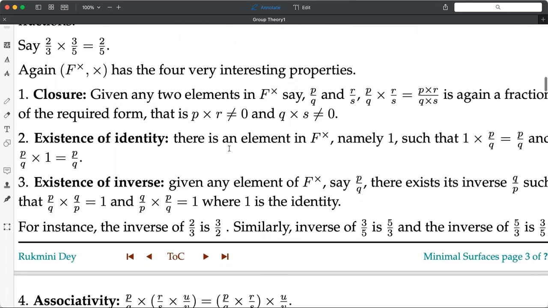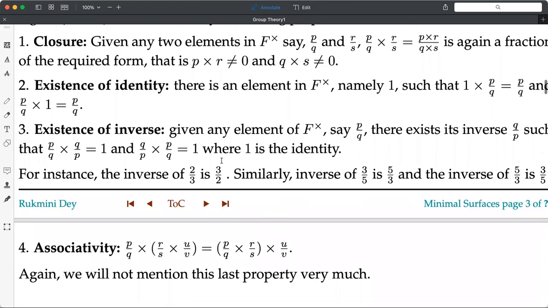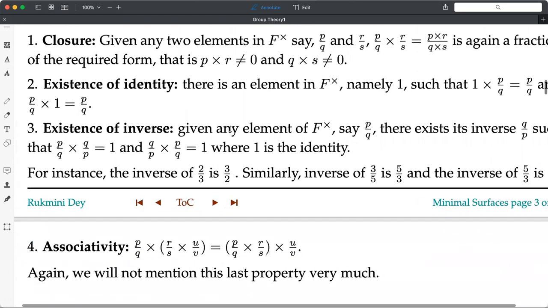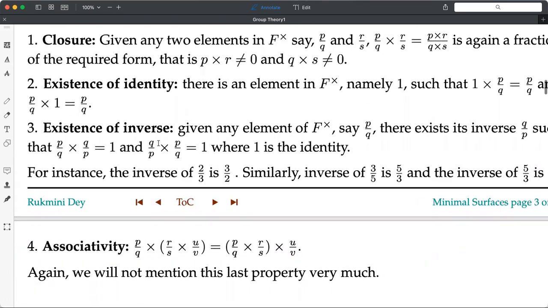Similarly, existence of identity. There is an element in F cross, namely 1, such that 1 into p by q is p by q and p by q into 1 is p by q. Existence of inverse. Given an element of F cross, say p by q, there exists an inverse q by p, such that p by q into q by p is 1 and q by p into p by q is 1.